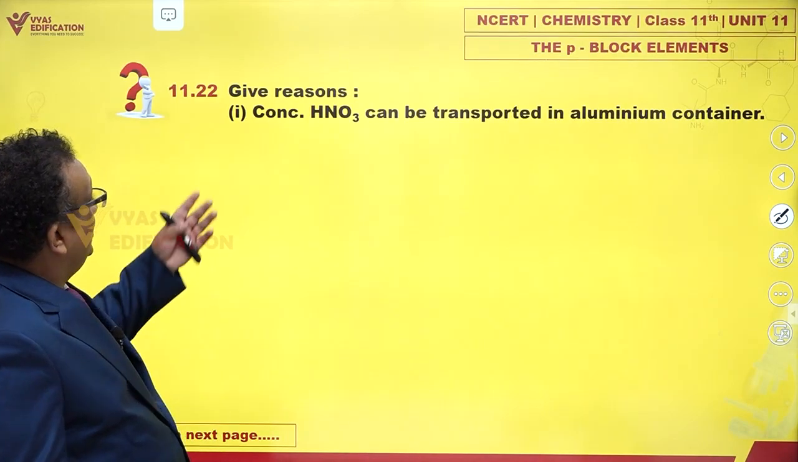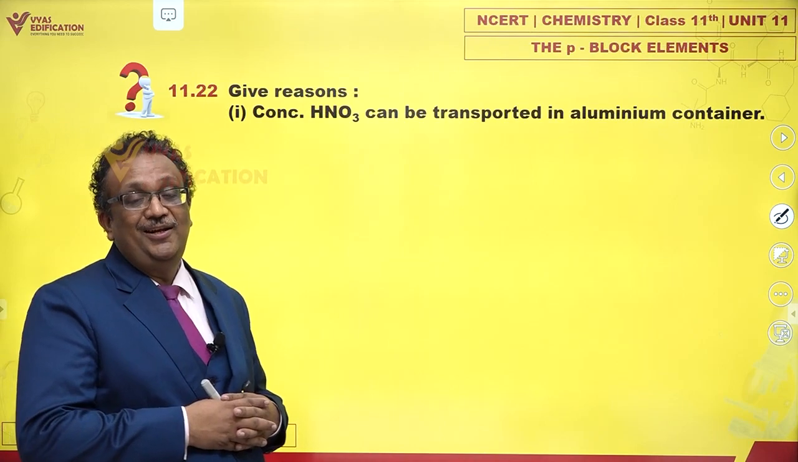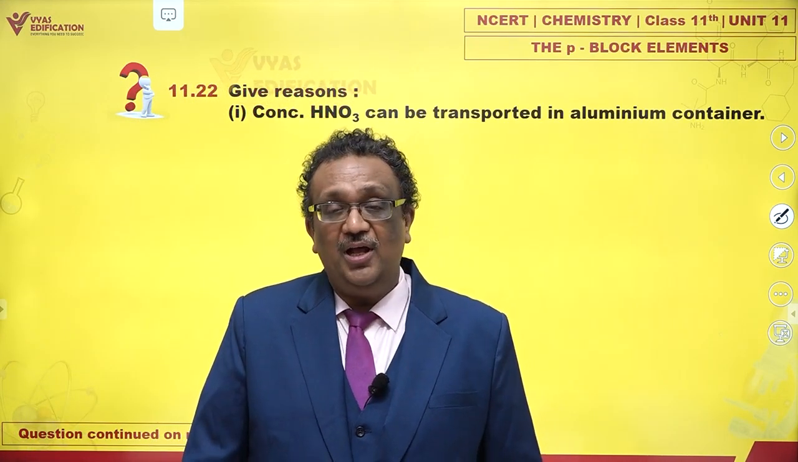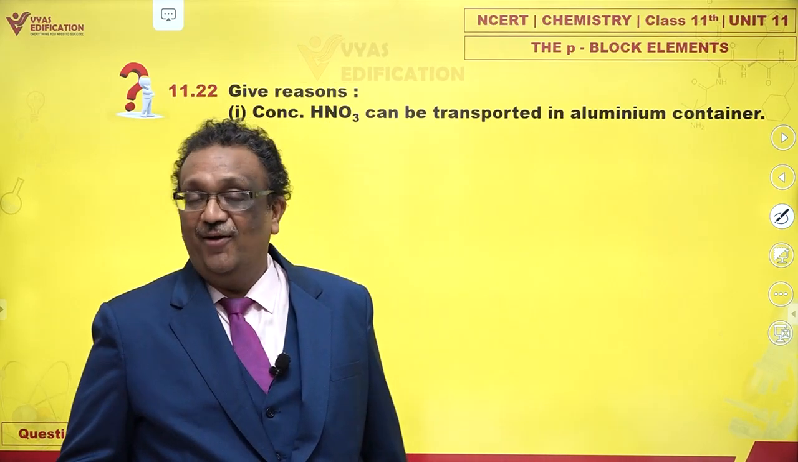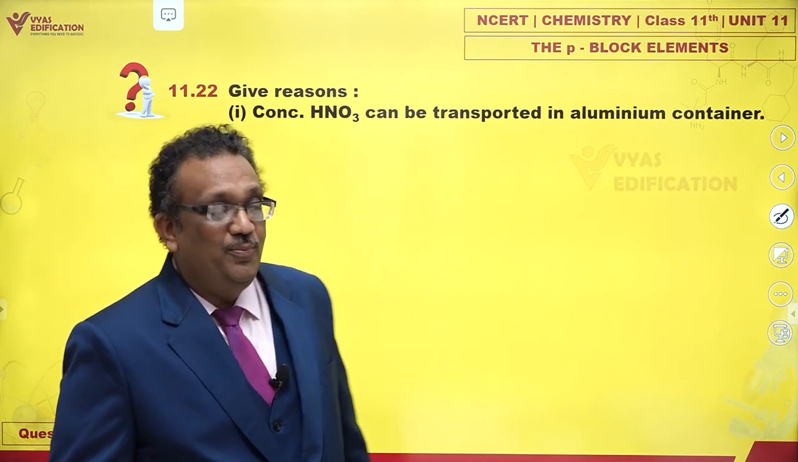Give reasons. Concentrated nitric acid can be transported in an aluminium container. Can aluminium react with nitric acid? Actually it does, but there's a catch. And what is that catch? Concentrated nitric acid passivates aluminium.